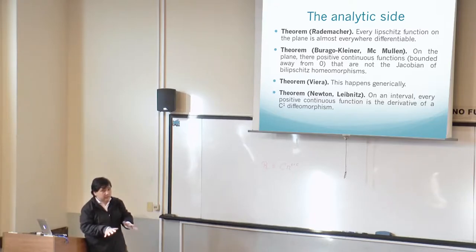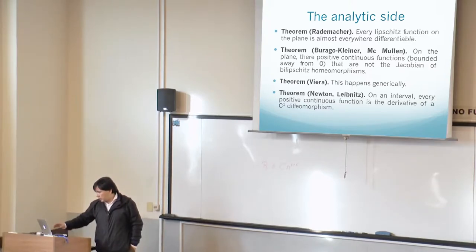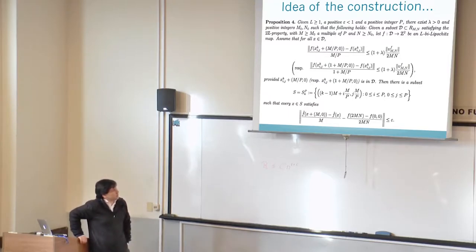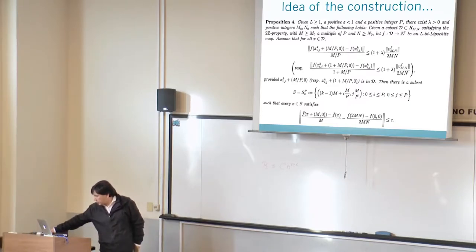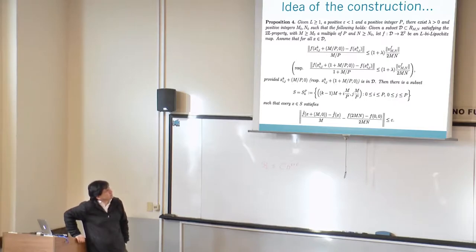Okay. But the point is that this theorem is proved by Burago-Kleiner and also by McMullen. The proofs are somehow similar, but there are some tricky differences. But I will retain the proof of Burago and Kleiner because it is the proof that is closer to our view of this thing. Well, the proof is very technical. It's really very technical.